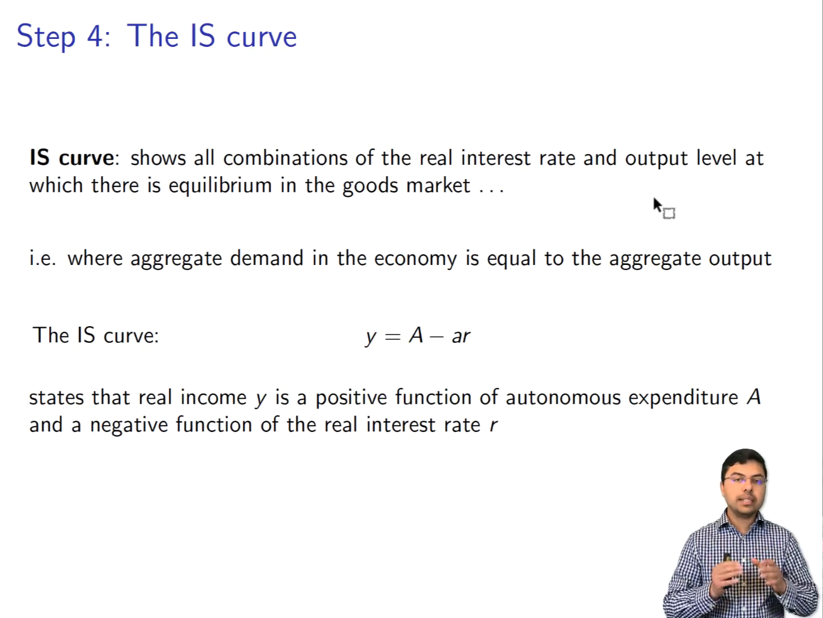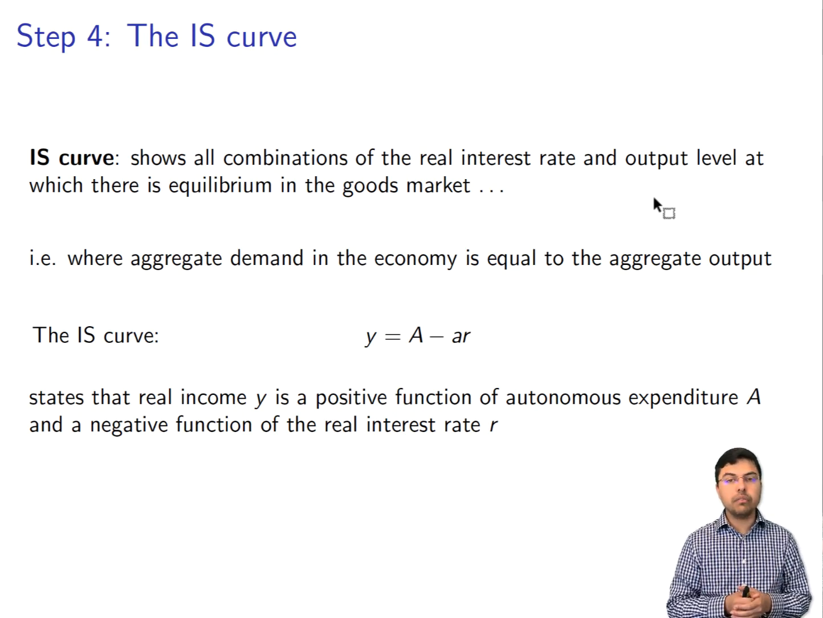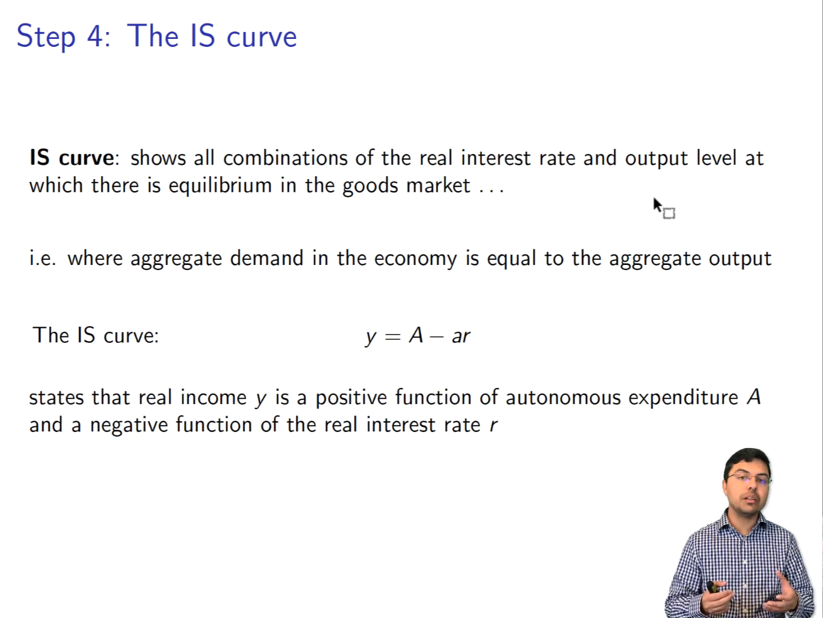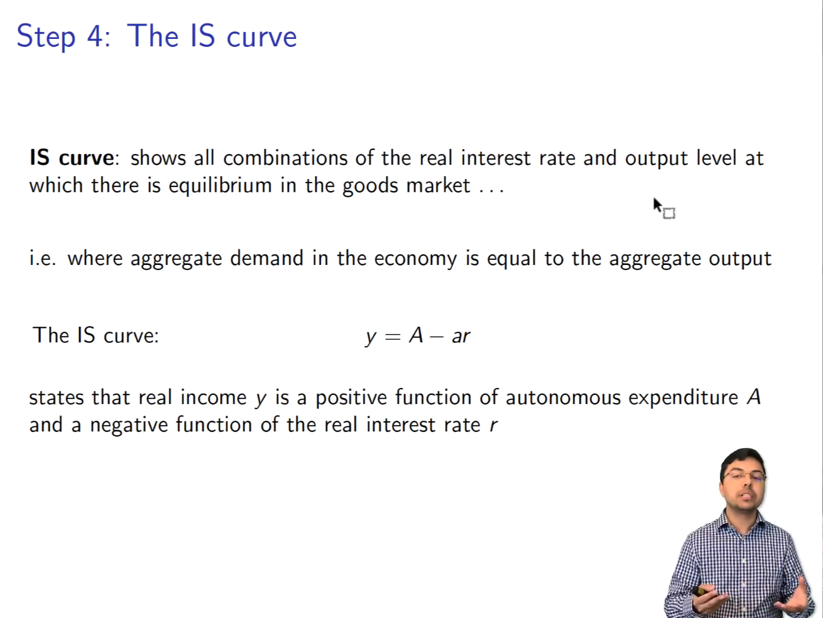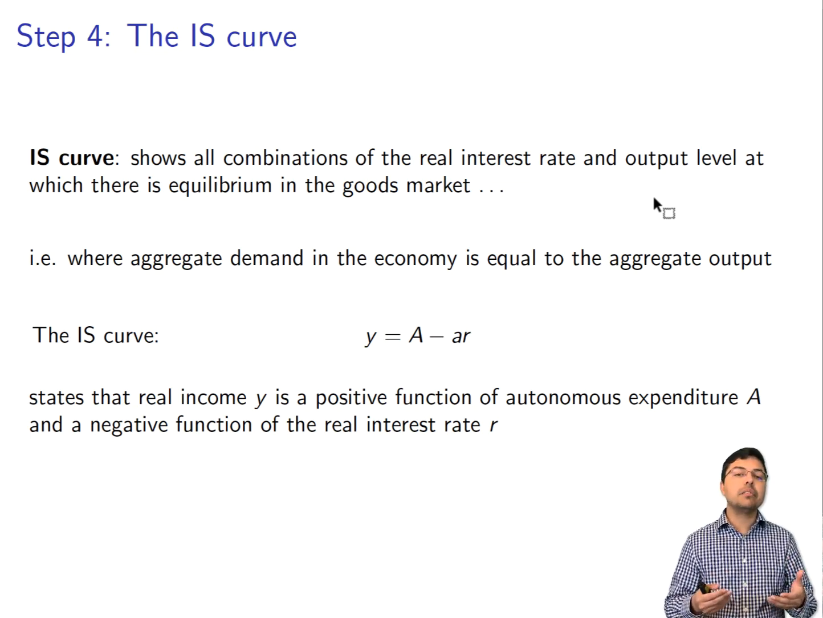Okay? Now, this gets us to the fourth and final step towards our study of optimal monetary policy, and that is the IS curve. Now, what is the IS curve? Well, the IS curve shows all combinations of the real interest rate and output level at which there is equilibrium in the goods market. The goods market is the market for goods and services produced in an economy, and in equilibrium, the aggregate demand for goods and services in an economy is equal to the aggregate output.